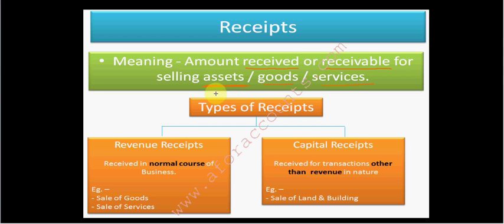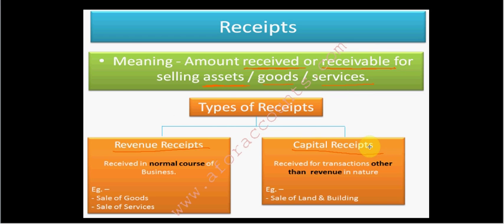So when I am selling something and an amount is received, that is, the transaction has been already settled through bank or cash, or the transaction has been entered into and it will be settled later, the amount is still receivable for selling assets, goods and services. So I have majorly two types of receipts. One is your revenue receipts and the other is your capital receipts.